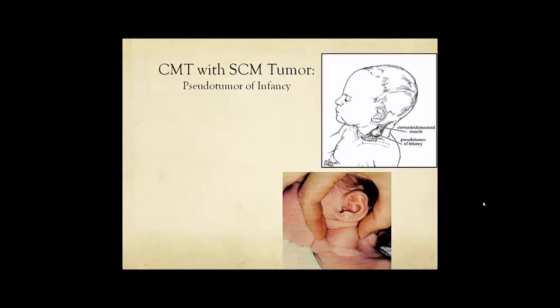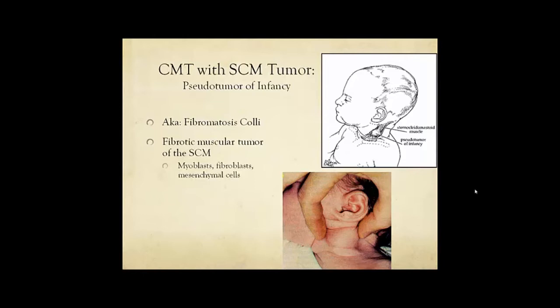So talking specifically about congenital muscular torticollis with a tumor of the sternocleidomastoid. It's really a pseudotumor of infancy, also known as fibromatosis coli. It's a fibrotic muscular tumor of the sternocleidomastoid consisting of myoblasts, fibroblasts, and mesenchymal cells. And you can see it over here in this picture, just this bump in the middle of the sternocleidomastoid.